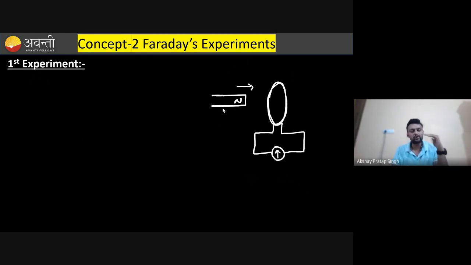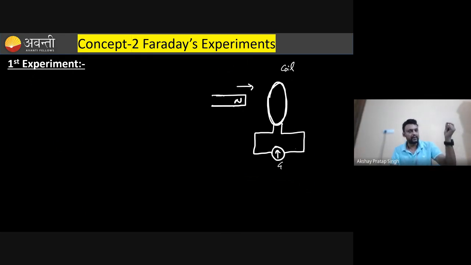This diagram is placed horizontally, but when it happened for the first time, the coil was placed in the horizontal plane on the ground, attached with a galvanometer, and a magnet falls on it. During the fall, he observed that the galvanometer shows deflection. So in this experiment, he took a coil, attached it with a galvanometer, and a bar magnet is moved along its axis to and fro.